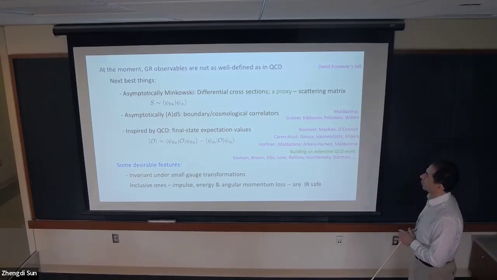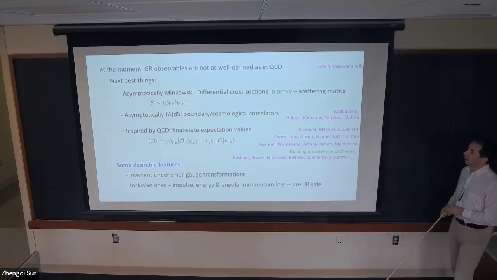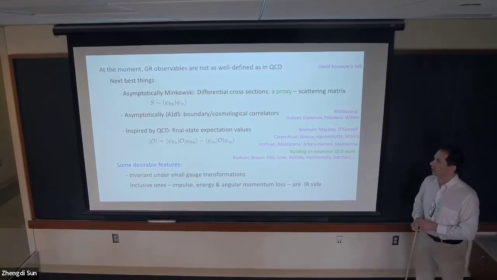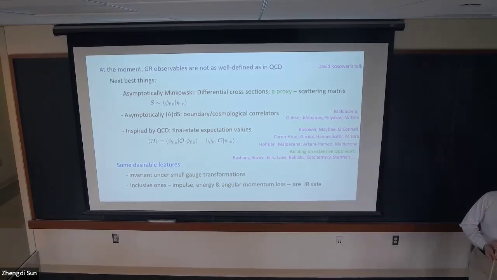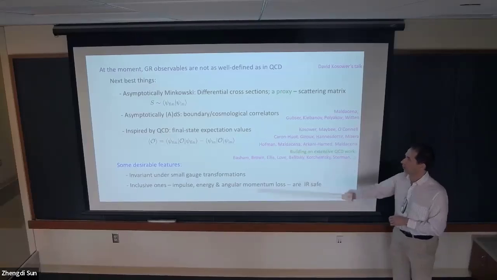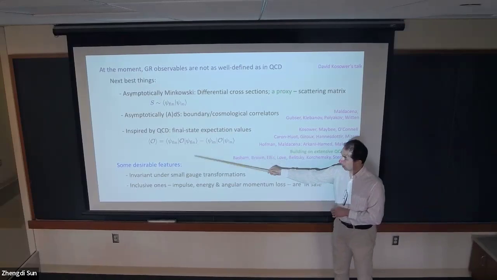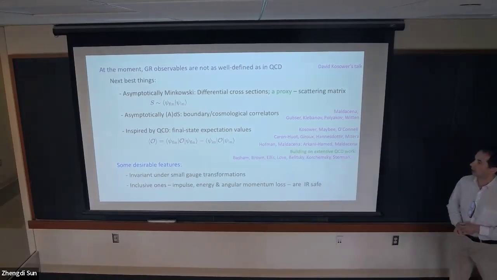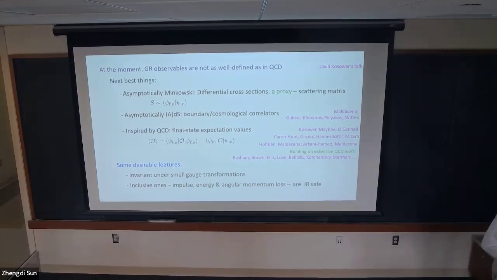So the next best things for observables in GR are scattering matrices, which are kind of non-local, but they're also kind of local. In AdS or dS, they are boundary correlators or cosmological correlators. And then there are also these final state expectation values of operators that are also QCD inspired. Now, these ones have some desirable features.